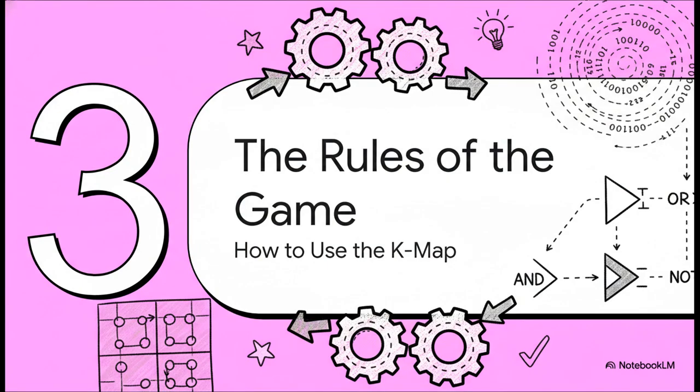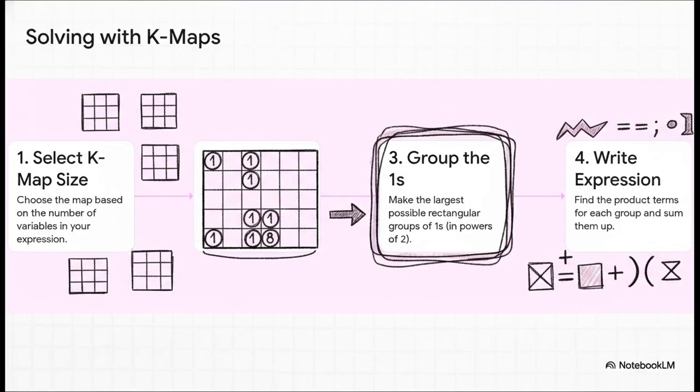Okay, so now that we've met our hero, it's time to learn its moves. To really unleash the power of the K-map, we just need to understand a few simple rules of the game. It's easy, I promise. So here's the basic 4-step plan. Step 1. Pick the right size map depending on how many variables you have. Step 2. Fill in the map with your ones, based on your logic function. Step 3, and this is the most important part, you circle the largest possible groups of ones you can find. And finally, step 4, you just write down the simplified expression you get from those groups. That's it. Simple as that.